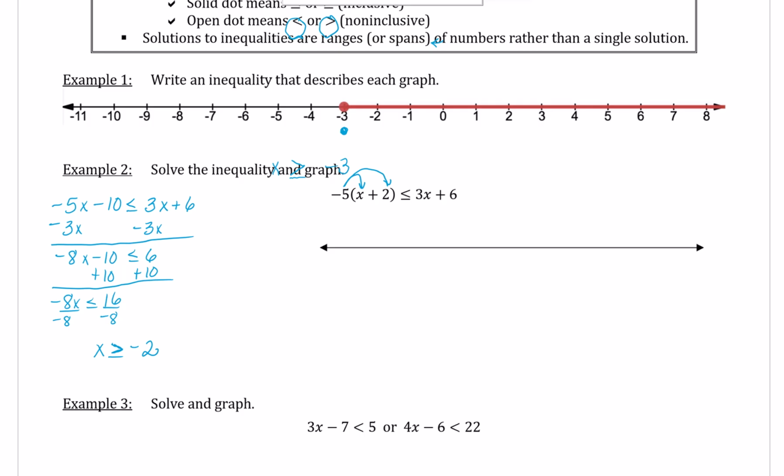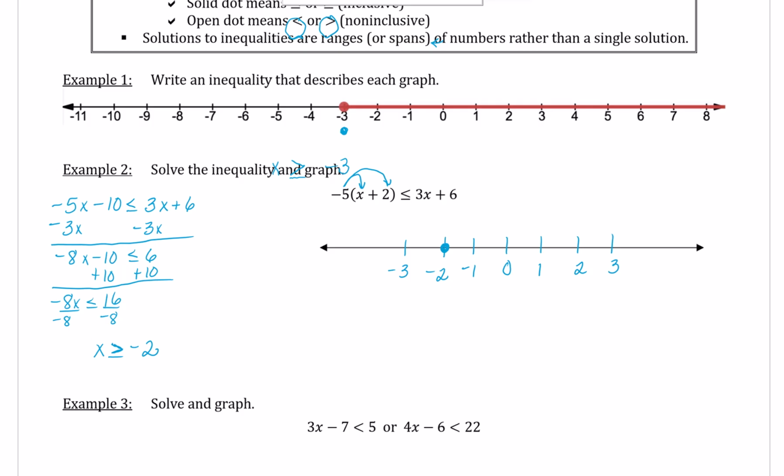So we're going to put -2 on here, maybe one number on each side. And we want to also include -2 in the answer. So I'm going to do a closed circle to show I'm including -2 and then the numbers that are bigger.